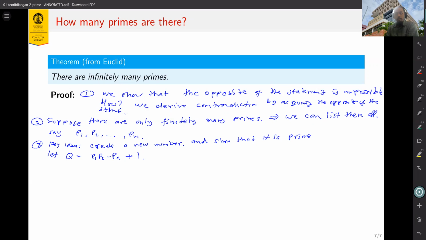Now, is this the new number? It may be so, or maybe not, right? So we have two cases, by the fundamental theorem of arithmetic. What is the statement of the fundamental theorem of arithmetic?